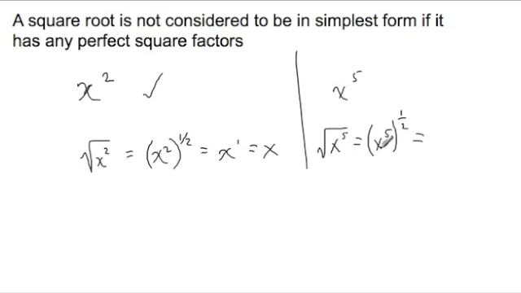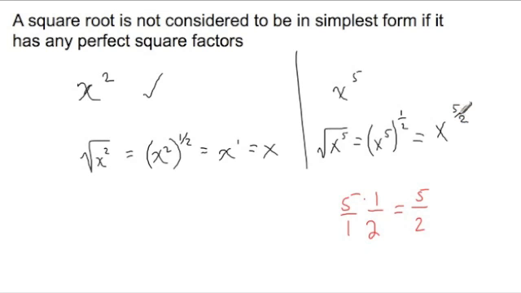Again, I will use the rule that when raising a power to a power, multiply the powers. 5 times 1/2. I'm multiplying fractions. I can write anything as a fraction by putting it over 1, and now I multiply straight across. Numerator times numerator, 5 times 1 gives me 5. Denominator times denominator, 1 times 2 gives me 2. And I can't simplify this. So this gives me x to the 5/2 power.